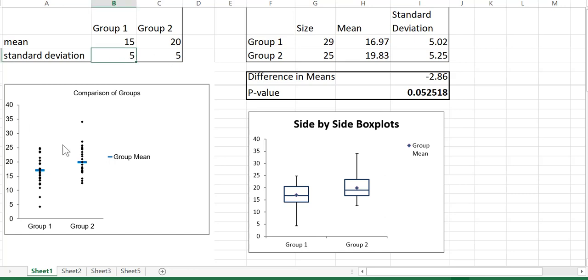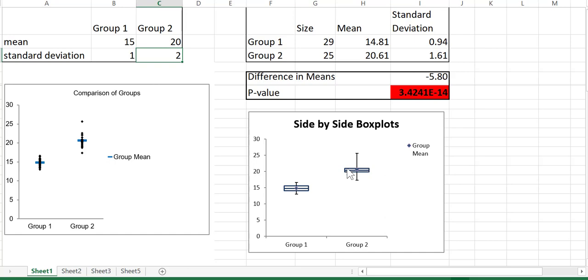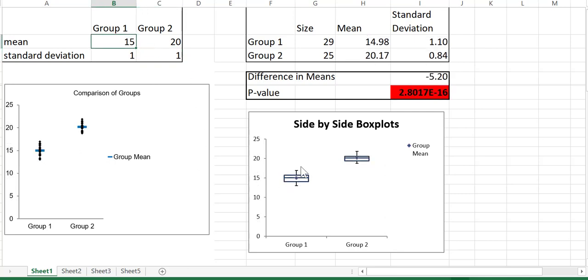It's also interesting to note here, my standard deviations were 5. If I was to make these standard deviations smaller, like 1 and 1, now those box plots look even more separate and our p-values get even smaller. Okay. So as your standard deviations get smaller, the differences between your means get more and more significant.